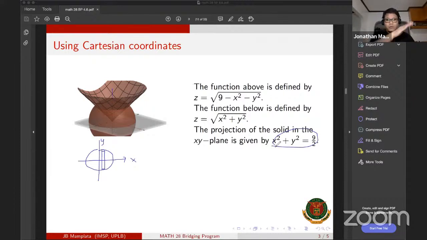Okay? So yung lower bound natin is the lower semicircle that is given by the equation negative square root of 9 over 2 minus x squared. The upper bound is the upper semicircle, and that is given by square root of 9 over 2 minus x squared.